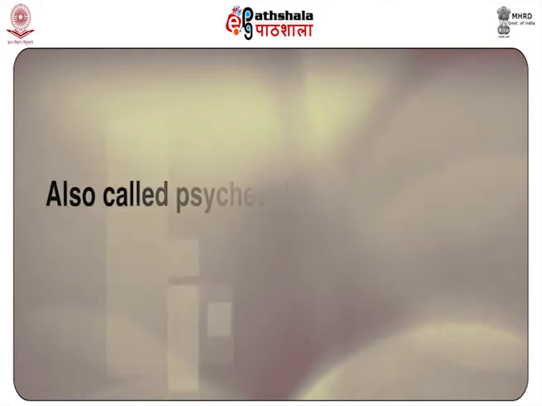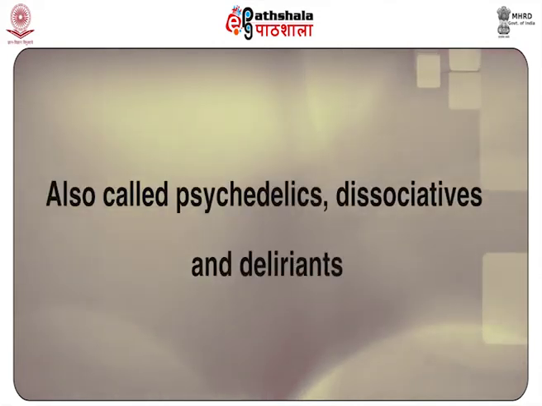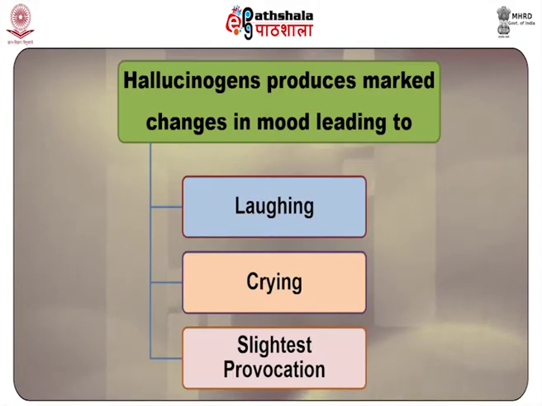Now let us study about hallucinogens. Hallucinogens are also called psychedelics, dissociatives and deliriants. This category comprises all those substances that produce distinct alterations in normal thought processes, perceptions and mood. There are a number of substances with varying chemical composition that have hallucinogenic properties.